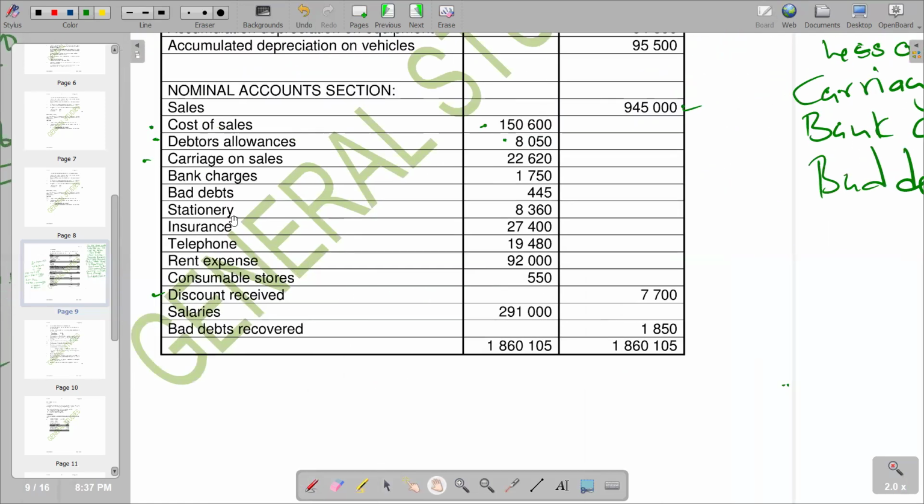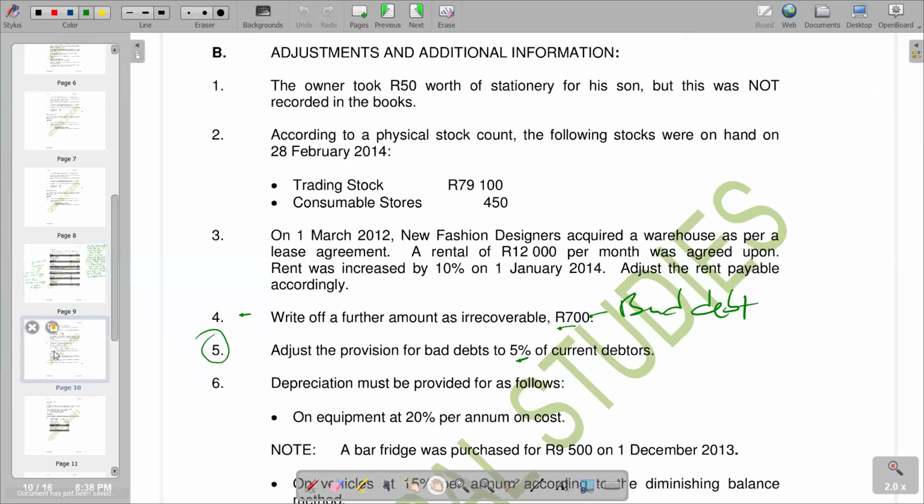After bad debts, we've got stationery, which is 8,360. But this represents stationery that was purchased. So we need to see if there was stationery that remained at the end of the period. If you've got stationery at the end of the period, we have to subtract it from this figure to get the one that was used. If you go to additional information, according to stock at the end of the period, we don't have stationery. So you have zero stationery at the end of the period.